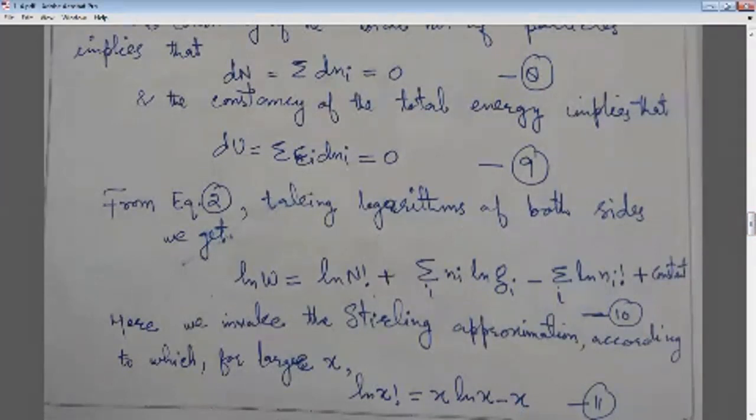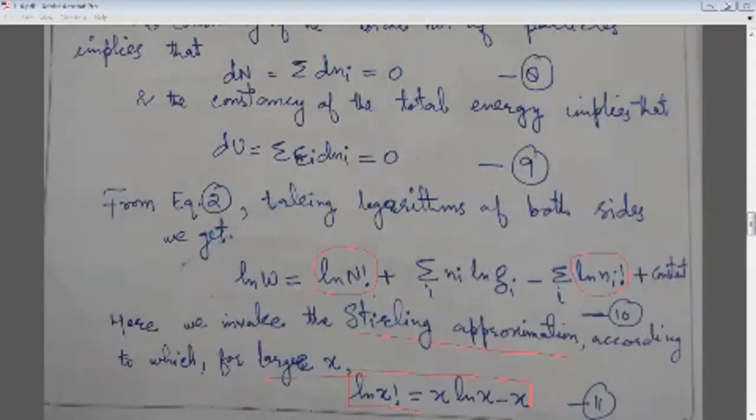Now we also know Stirling approximation, which is, if x is very large, ln of x factorial can be written as x ln x minus x. This is the simple form of the Stirling approximation. We will apply it first for ln of Ni here, and similarly we will also apply it for ln of ni factorial.